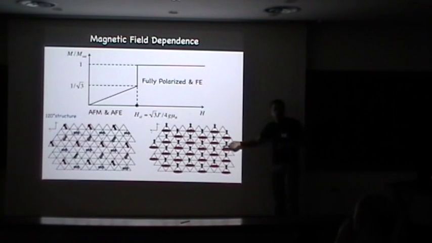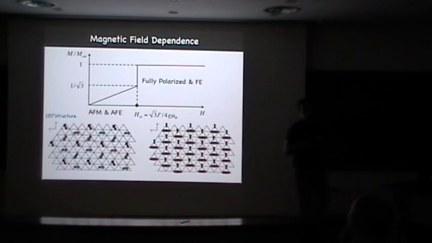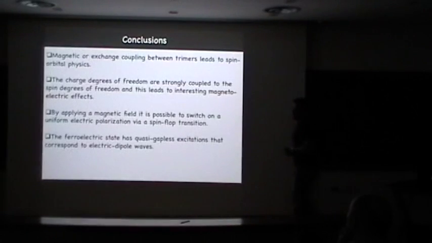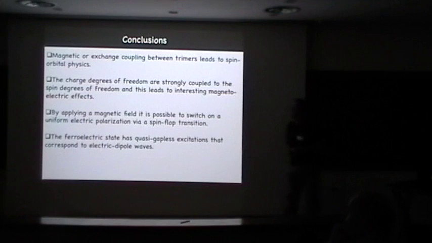This is the way you start, and you do all the calculations. But it's very easy to see that having antiferromagnetic interactions along the black bonds, you effectively produce a ferroelectric interaction between the electric dipoles, right? And via this mechanism, again, you can switch on electric polarization with a magnetic field. So to conclude, magnetic or exchange coupling between spins leads to spin-orbital physics, right?